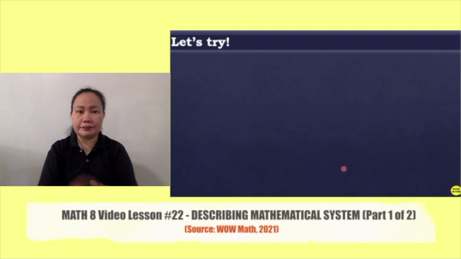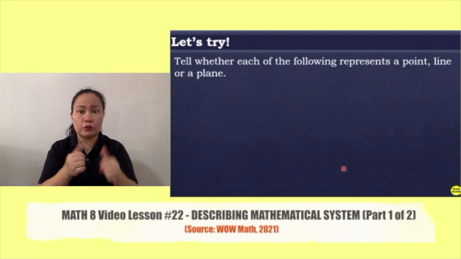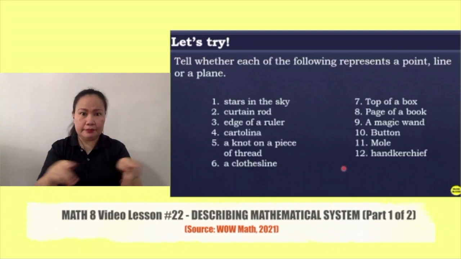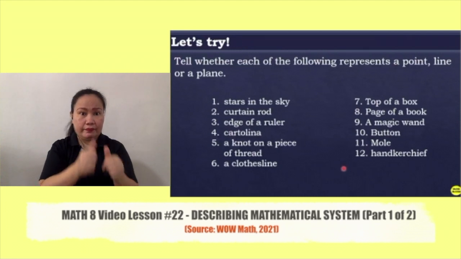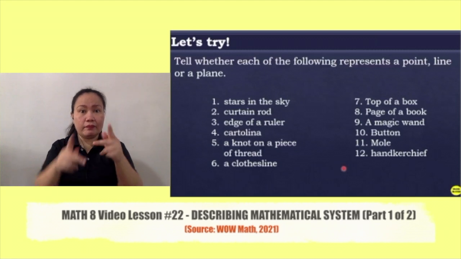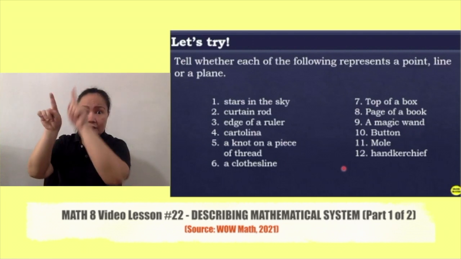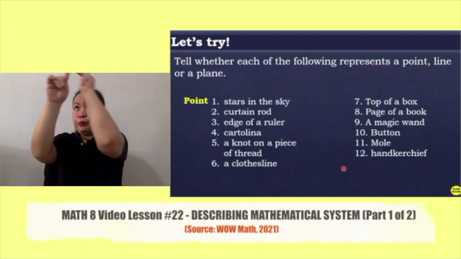Okay. So, let's try. Tell whether each of the following represents a point, line, or a plane. I have here 12 items. Sabayan nyo po ako sa pagsagot. You can assess yourselves kung naintindihan ng concept ng point, line, and plane when it comes to representation of the objects. Okay? So, stars in the sky.